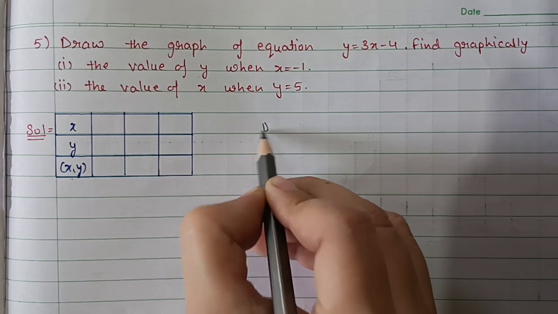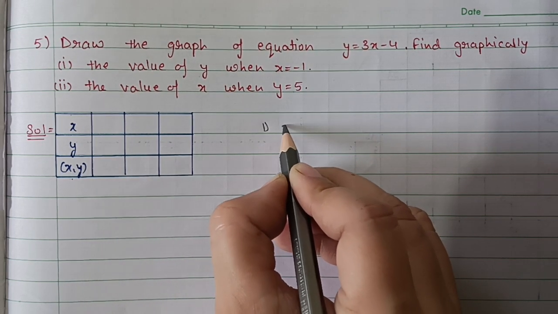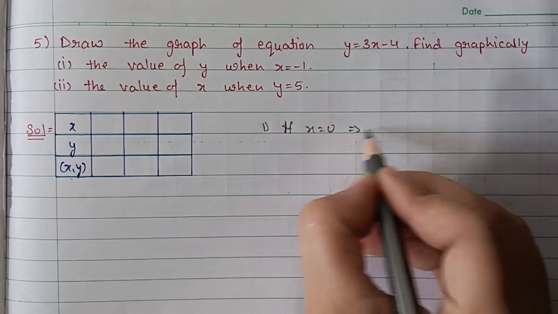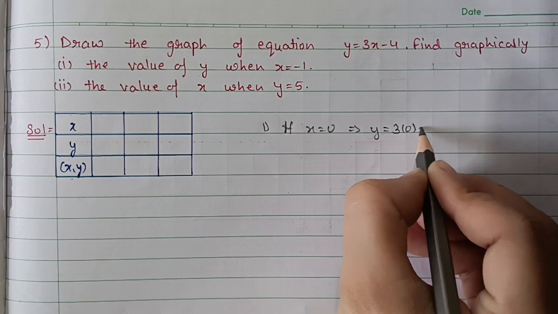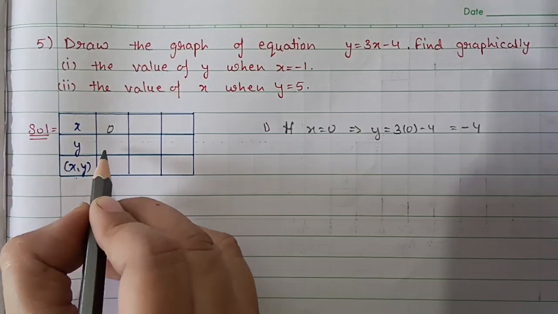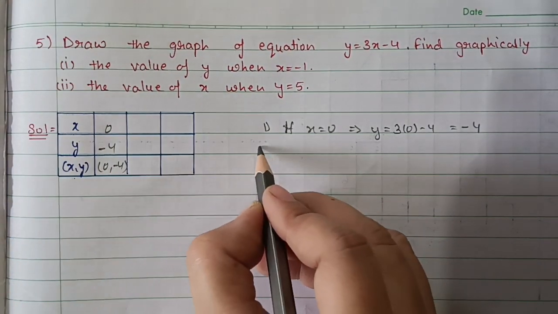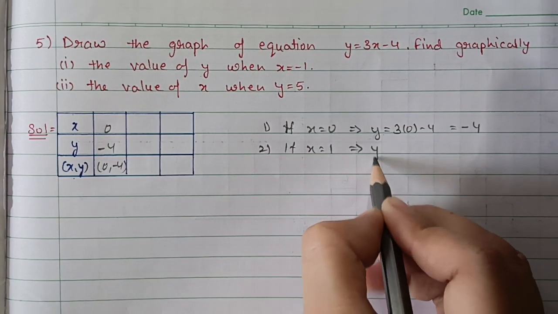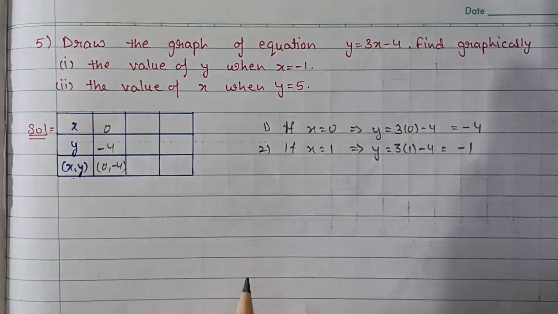So first, if I take x equal to 0, then y will be 3 into 0 minus 4. So the y value is coming minus 4. X is 0, y is minus 4, so 0 comma minus 4. Second, if I take x equal to 1, in that case y will be 3 into 1 minus 4. It is coming minus 1.